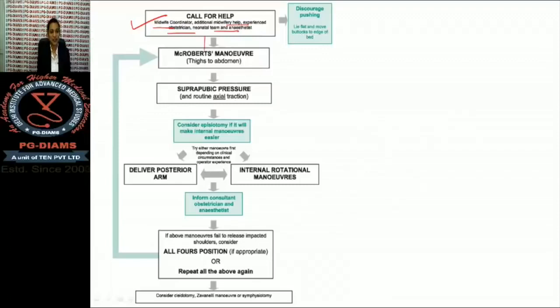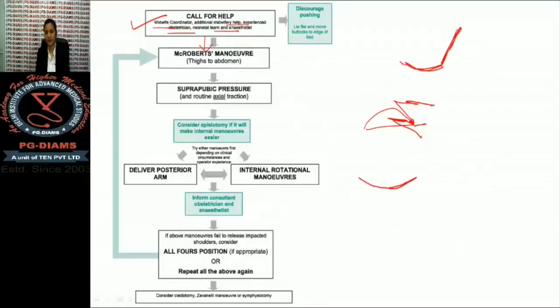The second thing you do is McRoberts maneuver. Flex the female's thighs. If you flex the female's thighs over the abdomen, what it does is the pelvis tilts upwards. Now see this diagram. I'm poor at drawing diagrams. That's the pelvic plane and that's your lumbar vertebra. This is lumbar and this is the sacral. This is the lumbosacral angle and that's your pelvis.